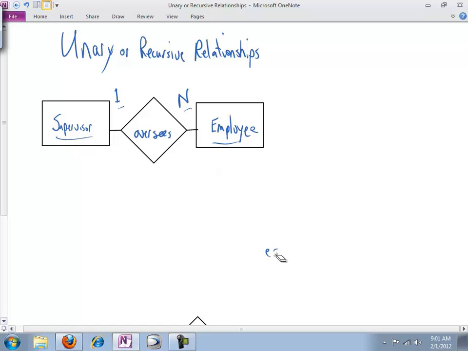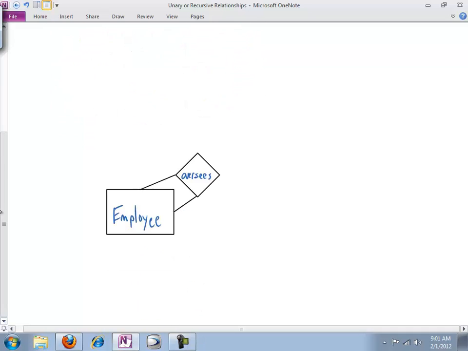We can rely on our trusty friend the unary relationship and do something like this. We have one entity participating in a relationship oversees, the same as before. So a given entity oversees another entity. The only thing we need to add here is role labels, roles, to make clear who's who. So let's look at what that would look like.